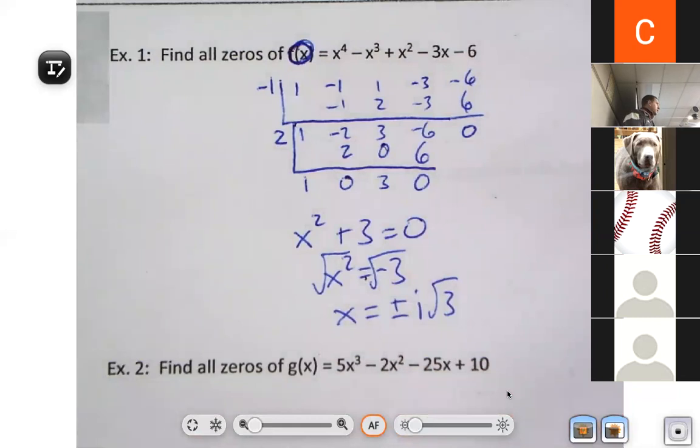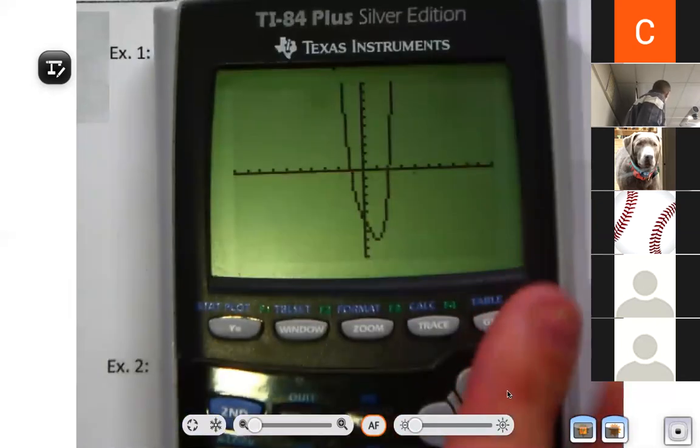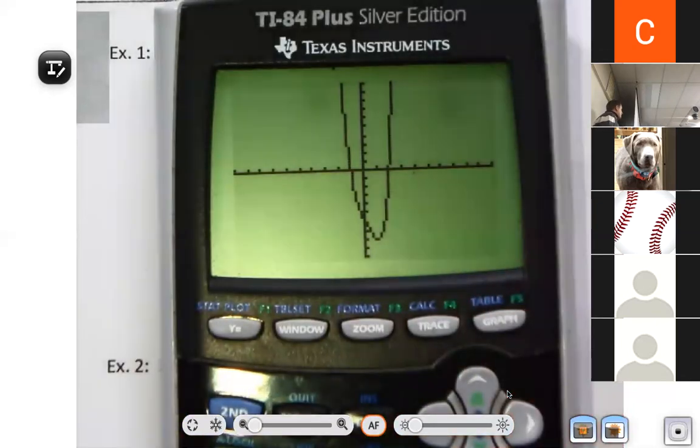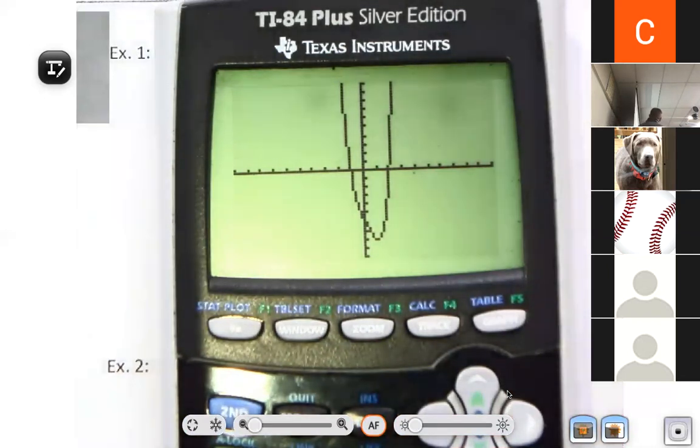That's also why, when we graphed it, it was only crossing the x-axis twice. Anytime you have imaginary answers, you'll never see those show up on your graph anywhere. So just because the graph is only crossing the x-axis twice, that doesn't mean there are only 2 answers. You could have imaginary ones.